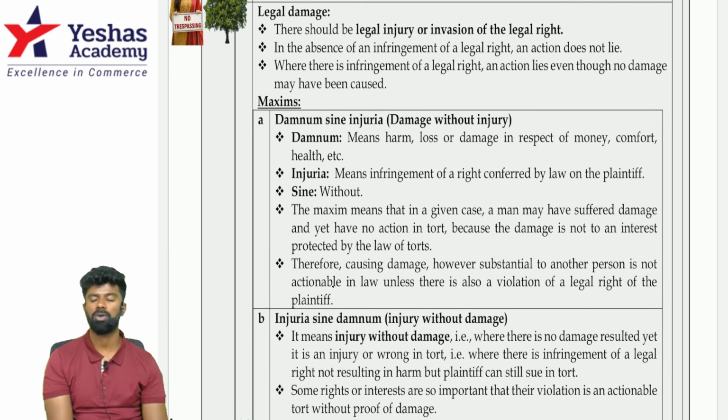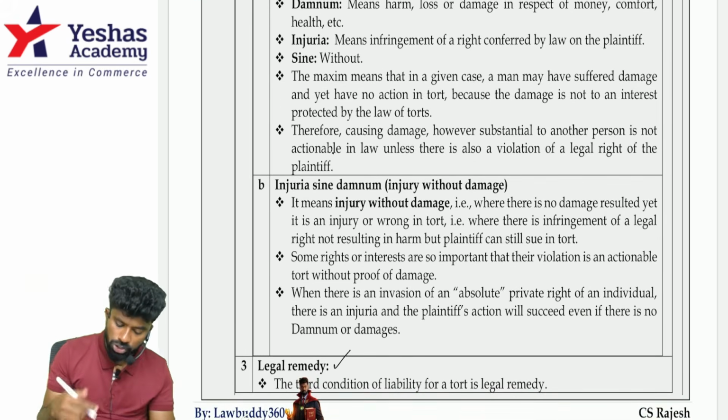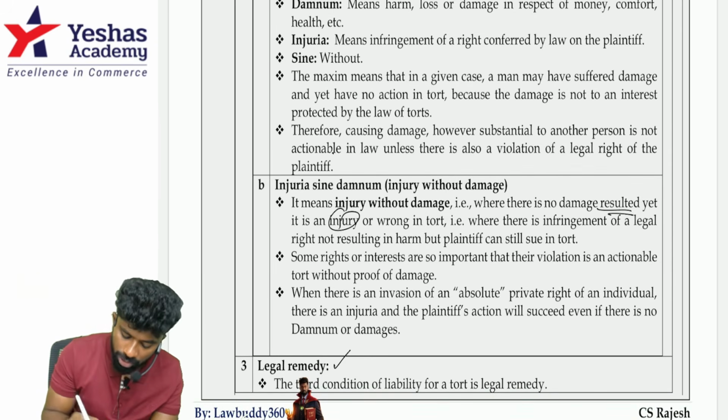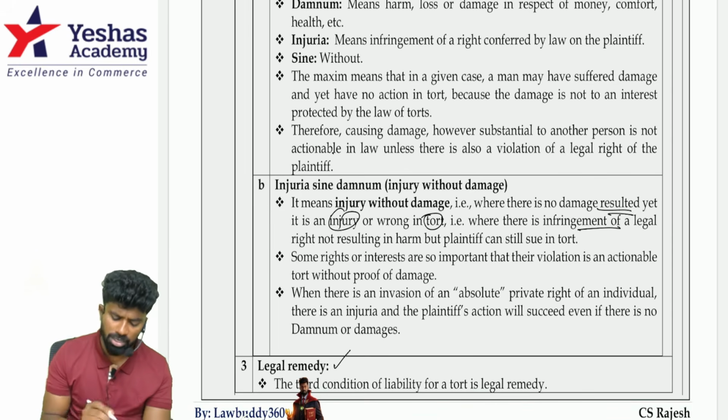What is the first essential of a tort? Wrongful act or omission. Second one, what right? Legal damage. And for legal damage, we have how many maxims? What are the two maxims? Damnum sine injuria, injuria sine damnum. What is injuria sine damnum? It means injury without damage. Where no damage has resulted, yet it is an injury or a wrong in tort, where there is an infringement of legal right. What right? Not resulting in harm, but the plaintiff can still sue in tort.